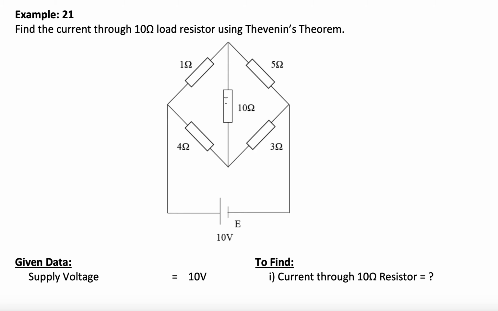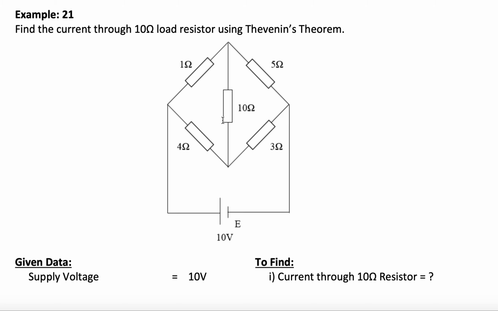Normally, you need to solve the three equations to find the three unknown currents, and then the subtraction I1 minus I2 will give you the current flowing through the 10 ohm. That is one method you are already familiar with. But Thevenin's theorem will be quite helpful to solve this kind of problem quite easily.